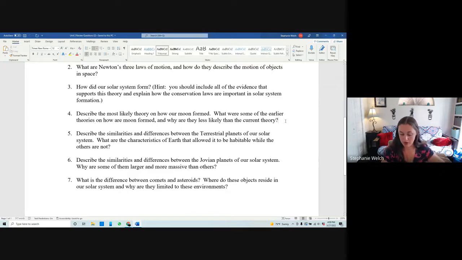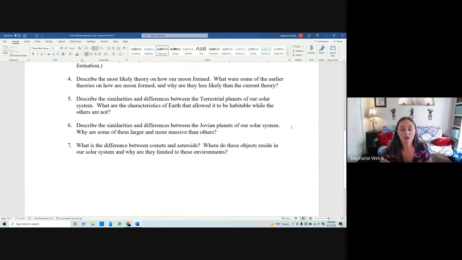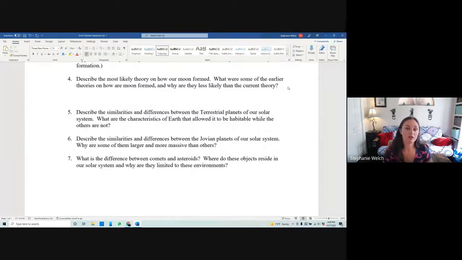Now, one of those is the idea that impacts form planets, and a really big impact led to the formation of our closest celestial neighbor, and that's the moon. So question 4 here is, describe the most likely theory on how our moon formed. Now, when we're talking about the actual dominant theory, and not some of the kind of crazier crackpot theories, it's always going to go back to what we call the giant impact theory.